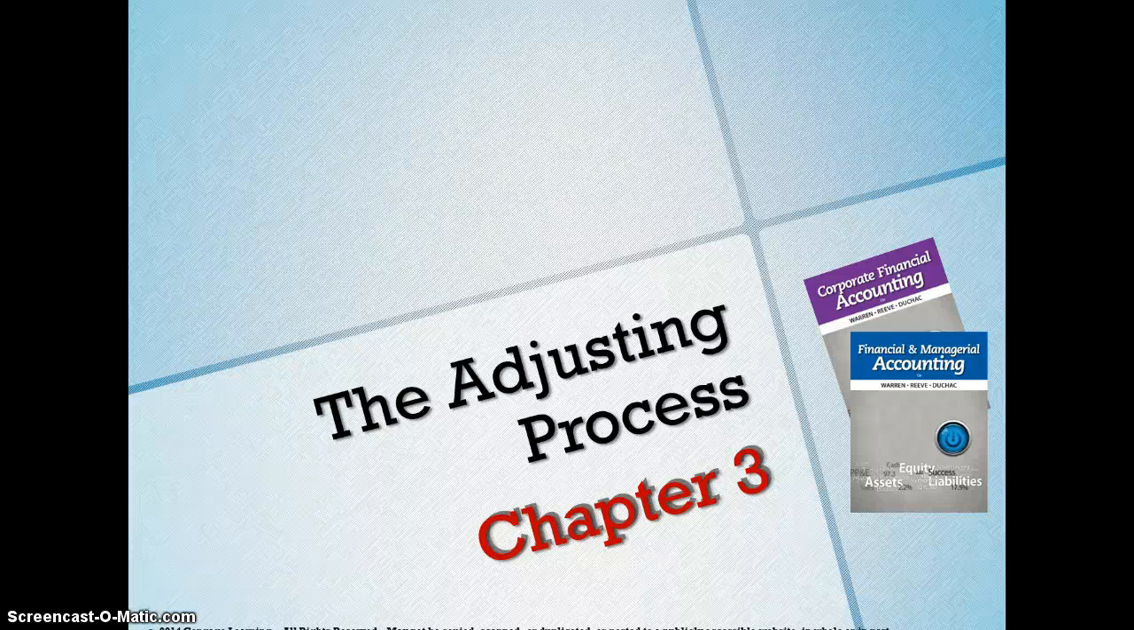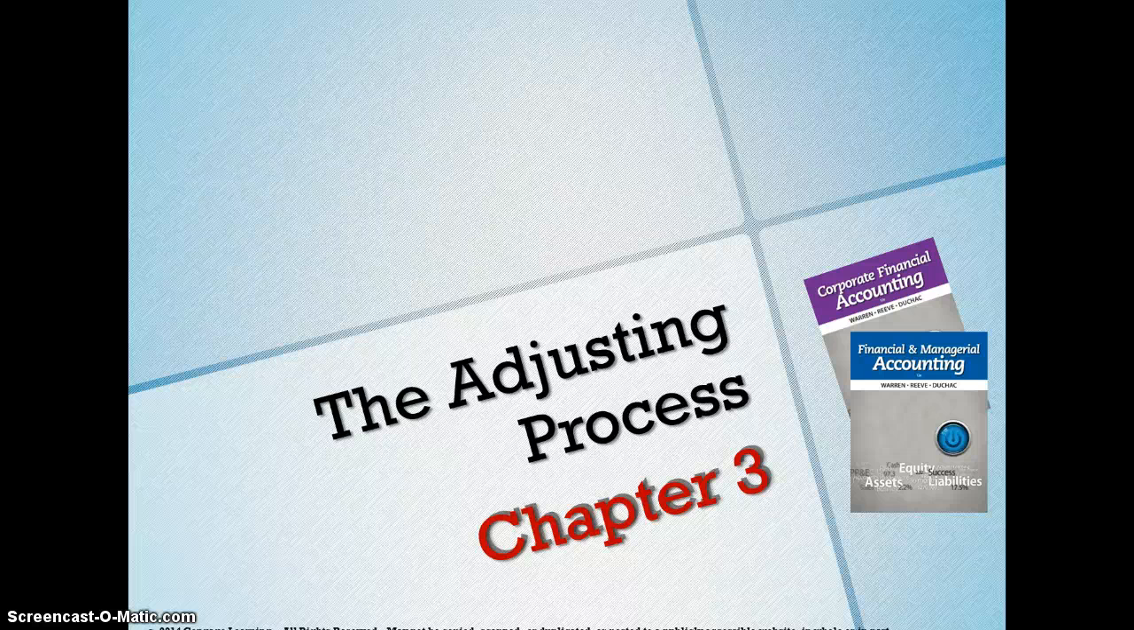Today we're going to talk about Chapter 3. Chapter 3 covers the adjusting process. The focus of the text is on the accrual basis of accounting. The basic idea of the matching concept was presented in Chapter 1, where expenses incurred are matched against the revenue. And in Chapter 3, we're actually going to expand on that idea.